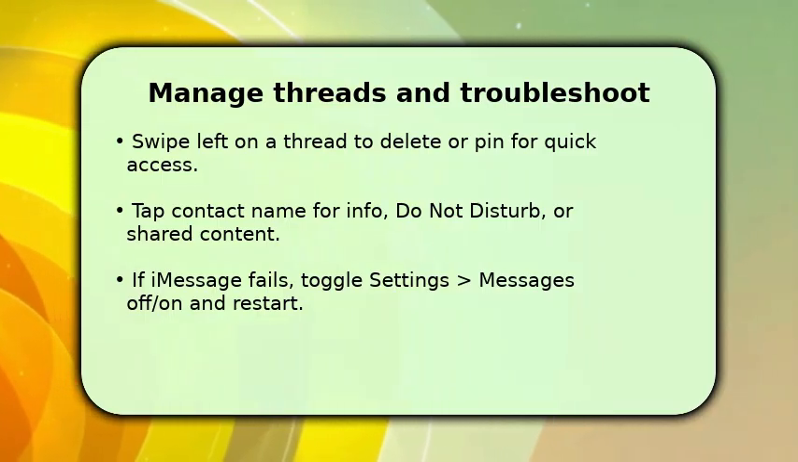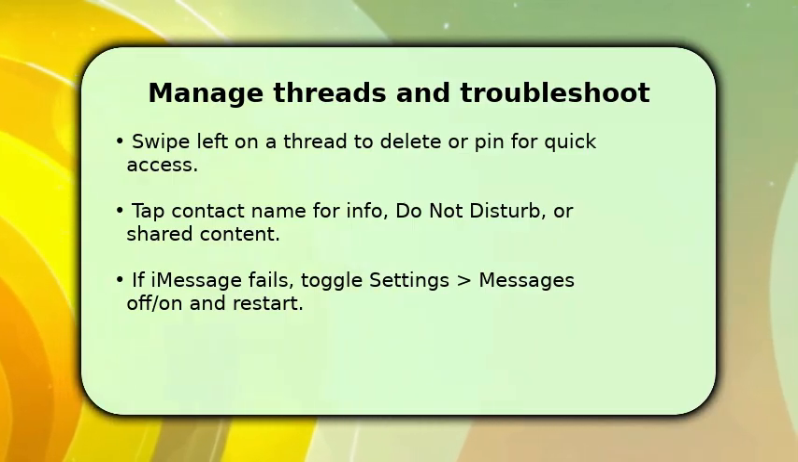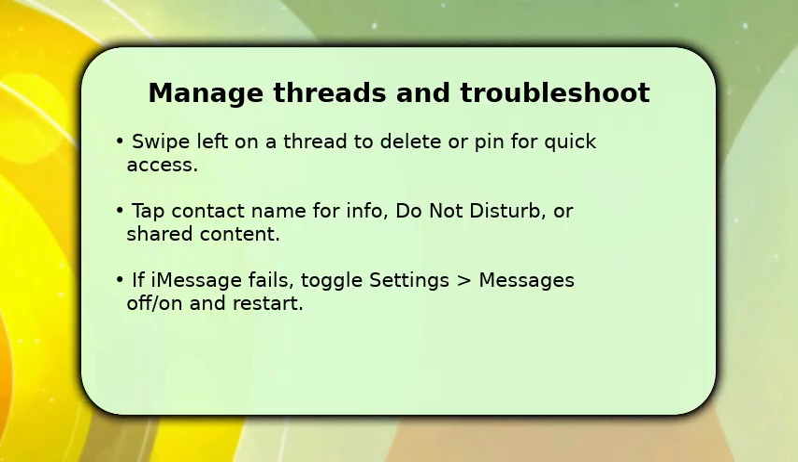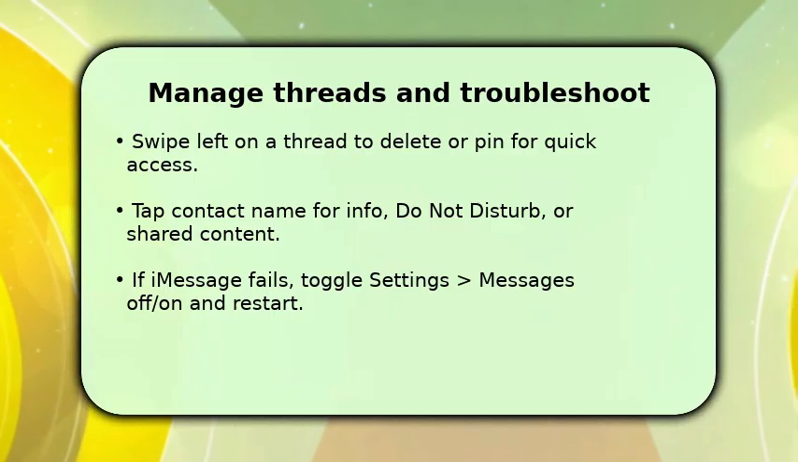If messages fail to send as iMessage, look for green bubbles or error icons. Make sure iMessage is enabled. Check network connectivity, then toggle iMessage off and on in Settings Messages and restart the phone. This simple reset.